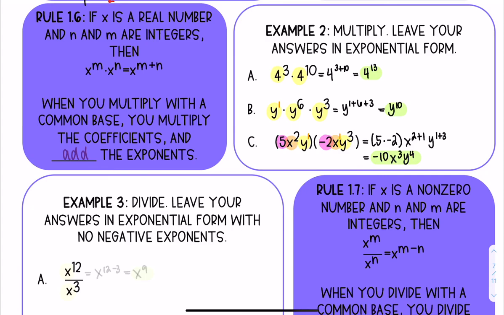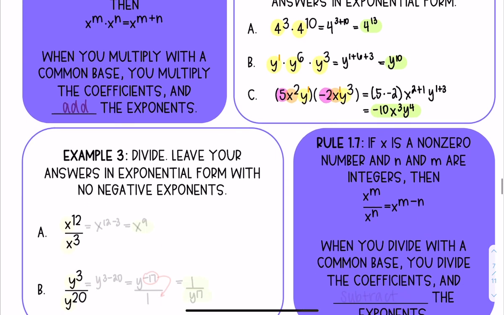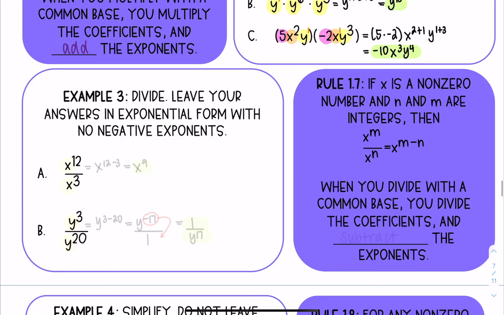Rule 1.7 says that if x is a non-zero number and n and m are integers, then x to the m over x to the n is equal to x to the m minus n. So this says that when you divide with a common base, you divide the coefficients and you subtract the exponents. You subtract the denominator from the numerator. So let's try this with example number 3.